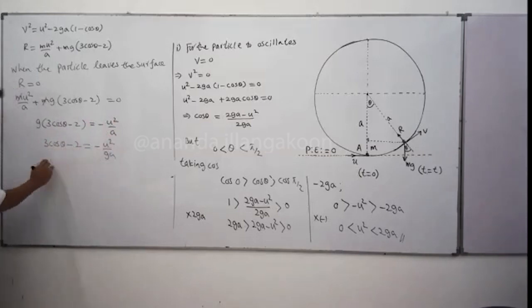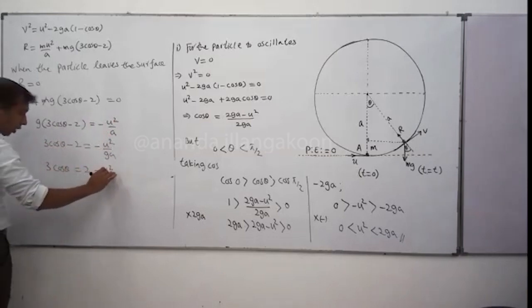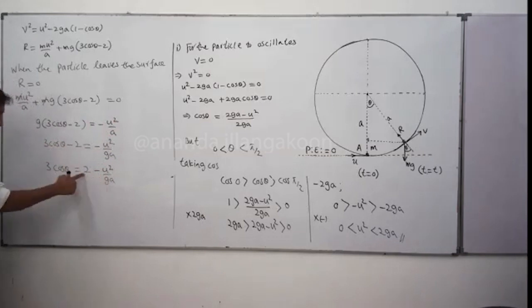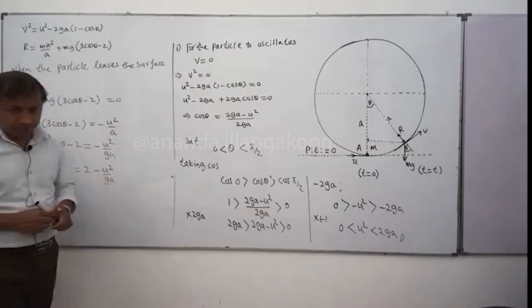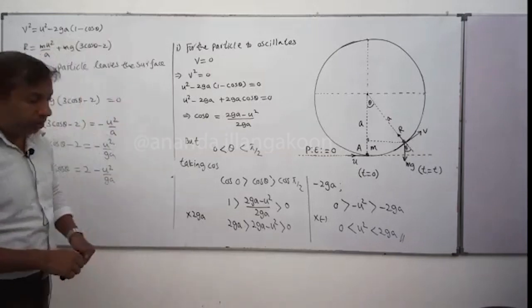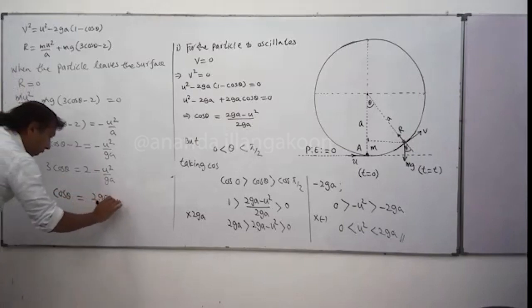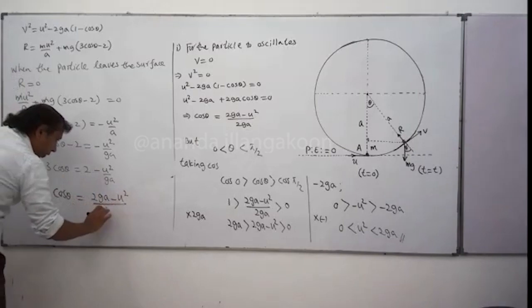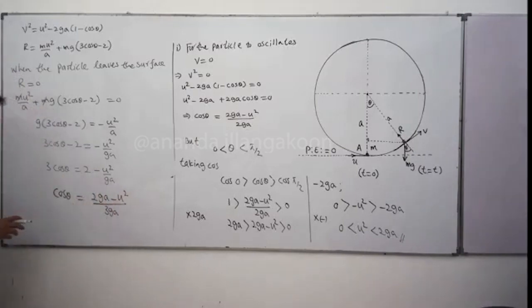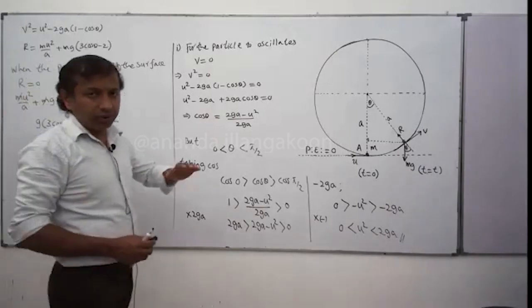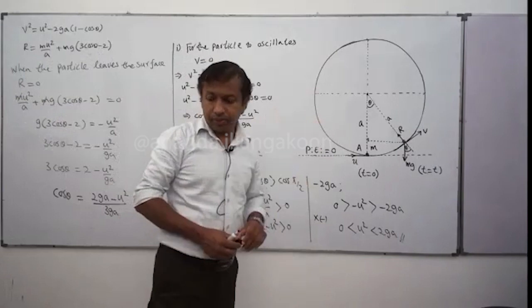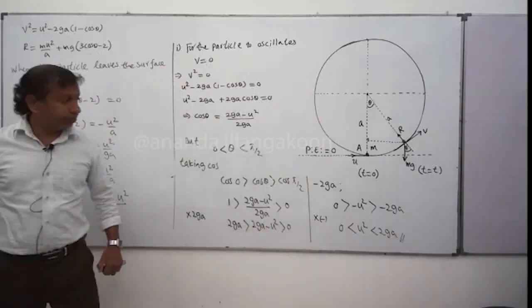Bring this to the right hand side, that will be plus 2 minus u squared upon g a. Now take common denominators here, because of g a, and you can write cos theta equals (2 g a minus u squared) divided by 3 g a. This is the cos theta. But you know, when the particle leaves, that occurs when theta is less than pi and more than 90.